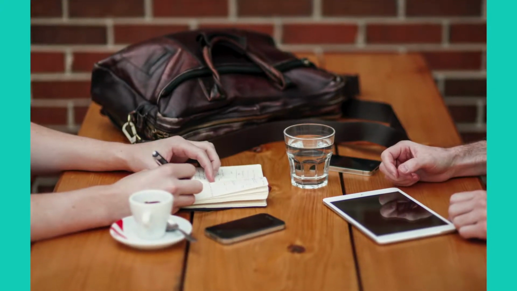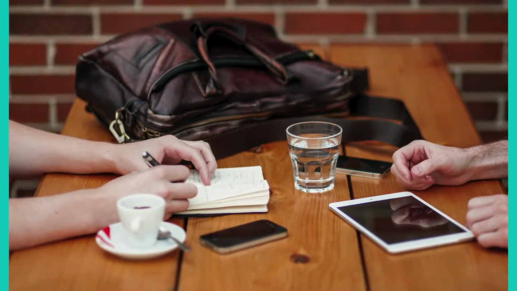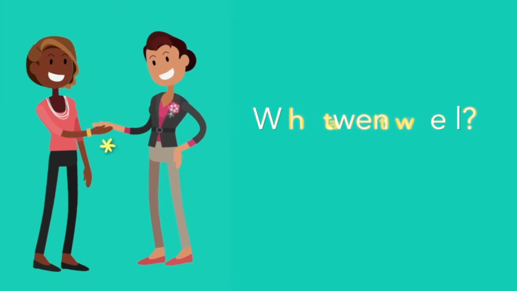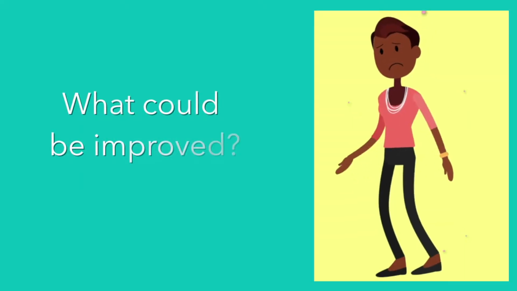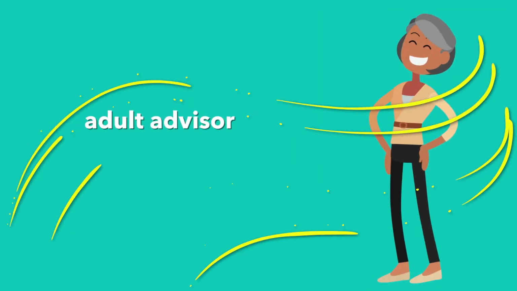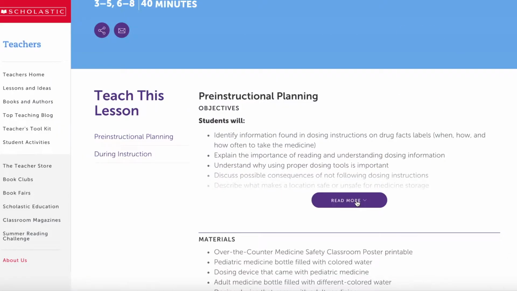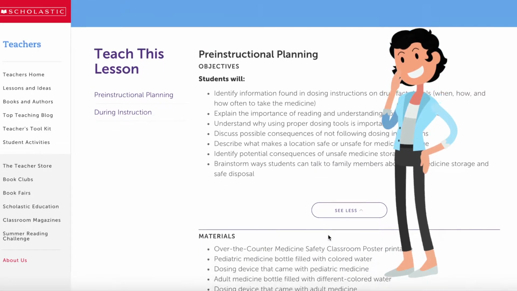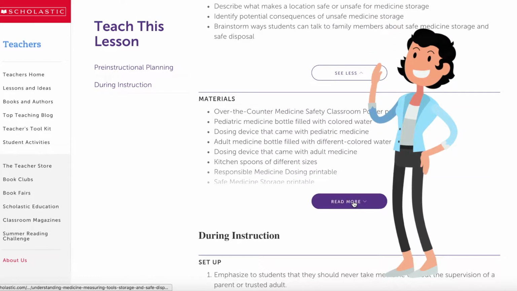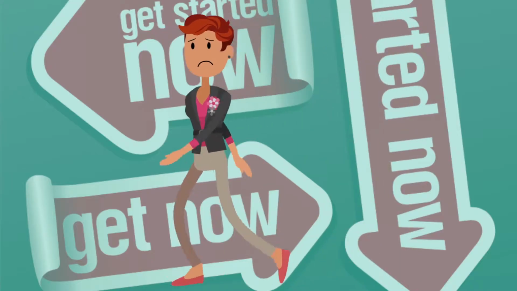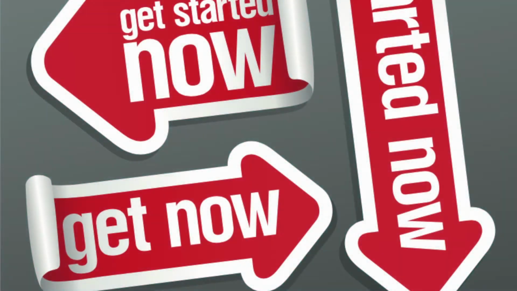Hold a debrief session after you teach each lesson to review how it went. Ask yourselves, what went well? What could be improved? Ask your adult advisor or the teacher for feedback on your presentation. Visit the Scholastic website and download the printable outline of the lesson plan and review the materials list. Don't wait until the last minute to gather your props.